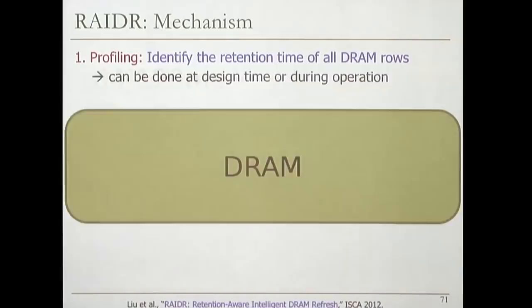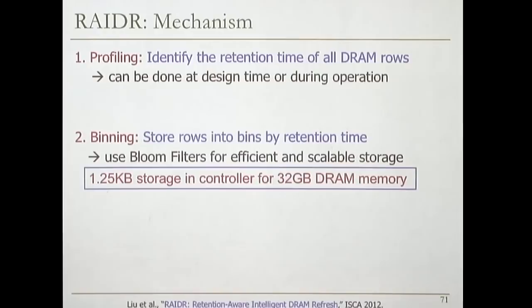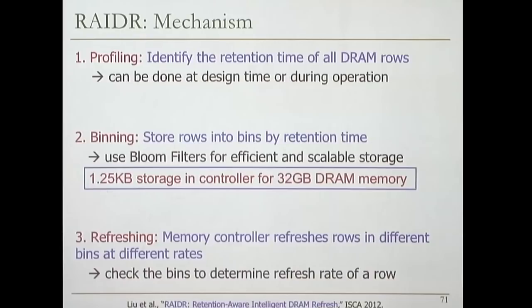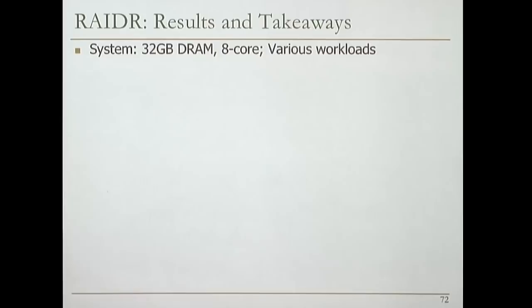So basically for DRAM, you have this profile. And by using bloom filters, you can actually have only 1.25 kilobytes of storage for a 32 gigabyte DRAM memory, as opposed to 2 bits per row. Once you have this information stored in the memory controller, it refreshes rows in different bins at different rates. Whenever it needs to refresh an address, it checks: do I need to refresh it right now? It checks the frequency of refresh.